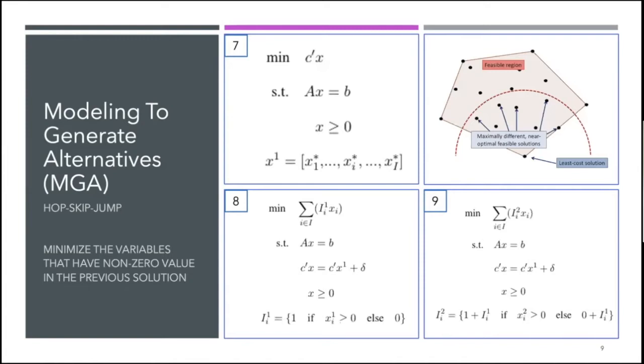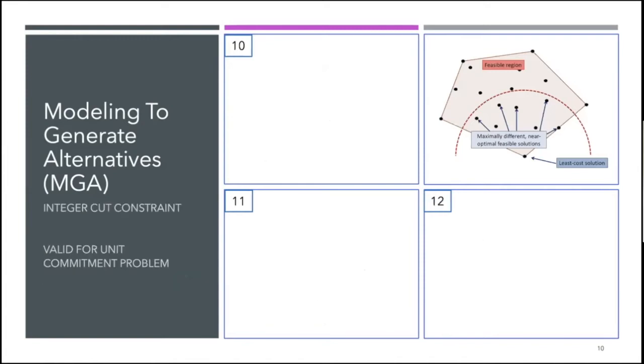So then we have one more formulation, which is the integer cut constraint formulation. The idea behind this formulation is that if you have this one solution, then we want to push away from the solution. So this formulation applies only when we have binary variables, right? So if x belongs to 0 and 1, then only this formulation works. If we have integer variables, we can convert those variables into binary variables and then apply this formulation.